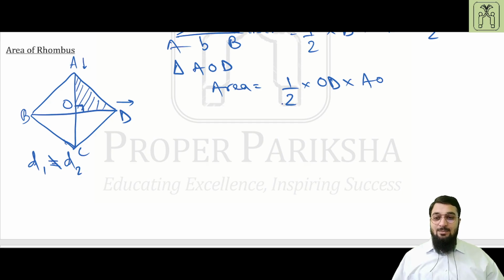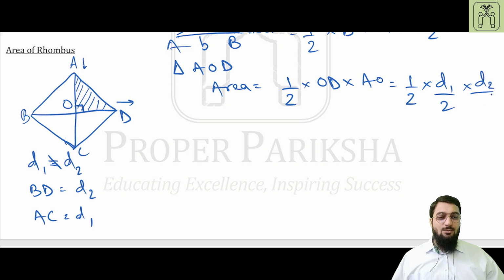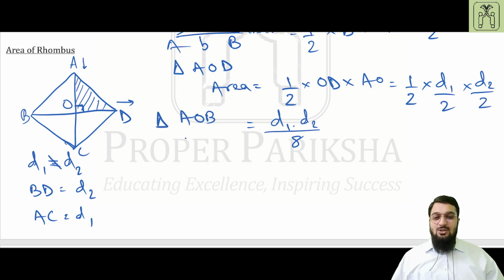Therefore, the height will be AO, and it will be written as half into OD, where, let us say, BD is equal to d2 and AC is equal to d1. Therefore, it will be d1 upon 2 into d2 upon 2, which will be further written as d1 d2 upon 8. Similarly, when you find the area of triangle AOB, you will find that the area comes the same, d1 d2 upon 8.